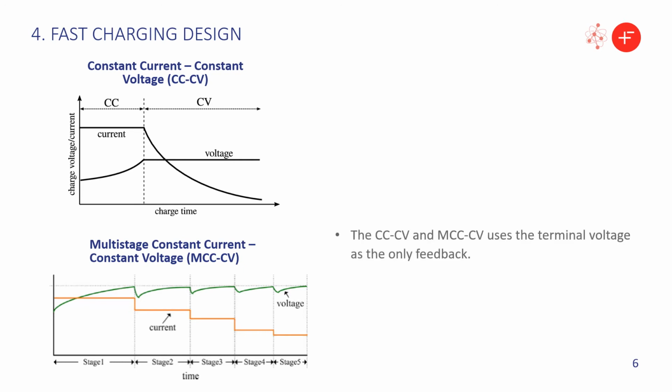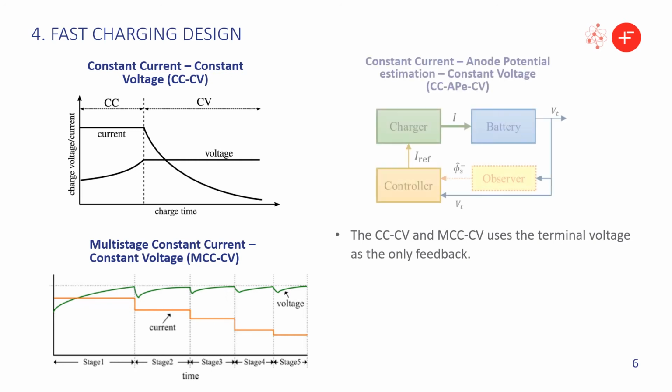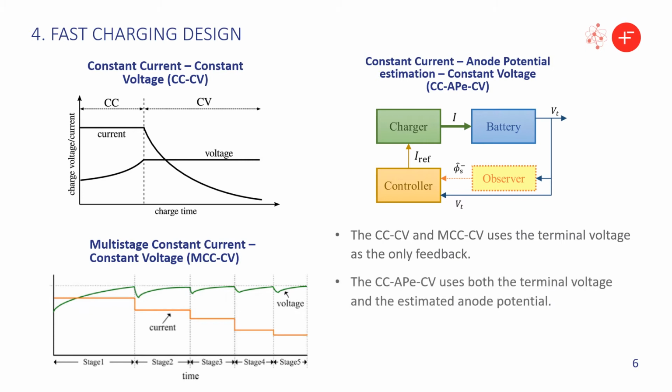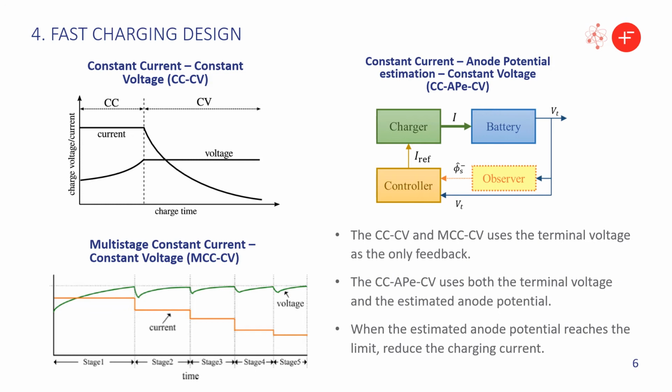Both the CCCV and the MCCCV use the terminal voltage as the only feedback into the controller. In our design, the anode potential is maintained by the controller using the estimated value from the observer. When the estimated anode potential reaches the preset limit, the controller will reduce the charging current. So the controller uses both the terminal voltage and the estimated anode potential from the observer.